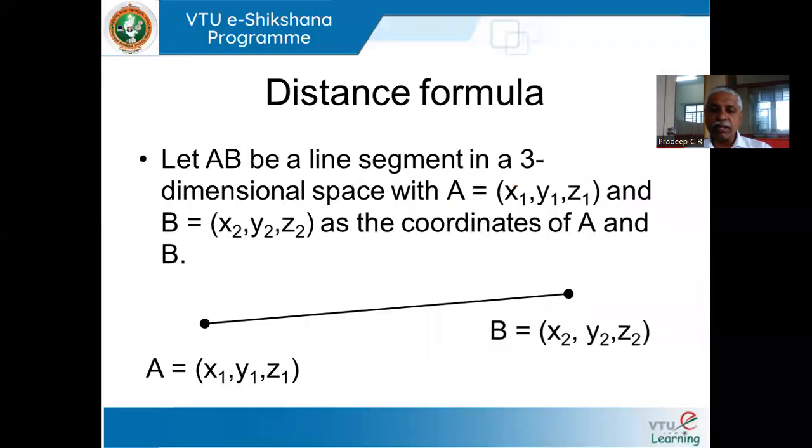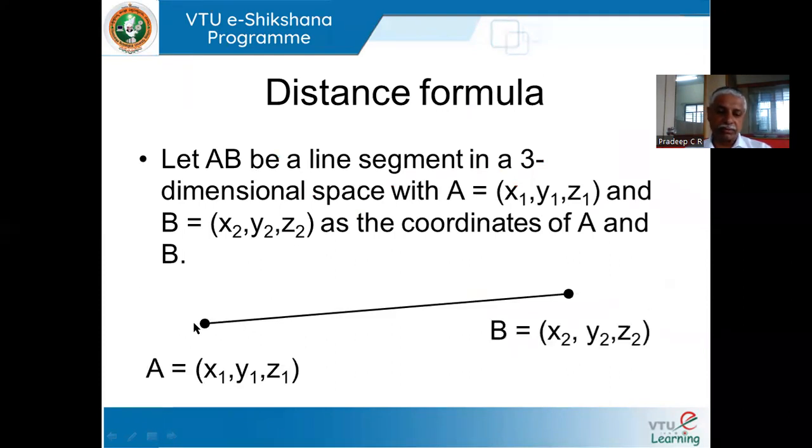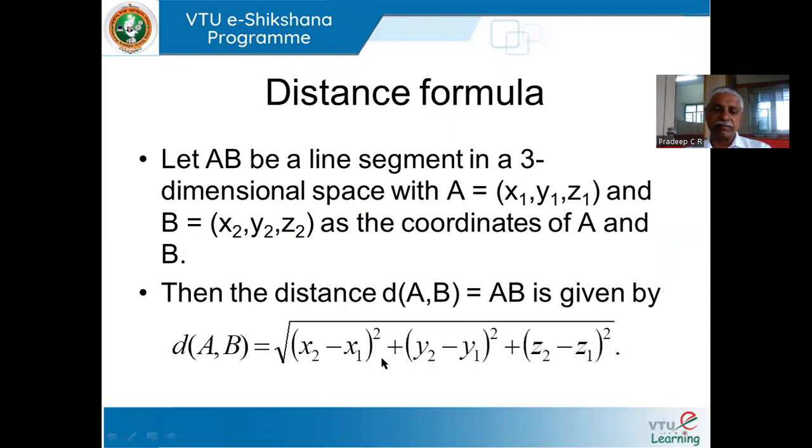So the distance formula, this is what I just showed you. Let AB be a line segment in a three-dimensional space with x1, y1, z1 and x2, y2, z2 as coordinates of A and B. So this is how it looks. A is a point here, B is a point here. I showed you in the picture, A was some particular example I had taken. Similarly, B also I had taken a particular example. Then the distance between A and B, which I'll call AB, or D of AB, is given by this formula.